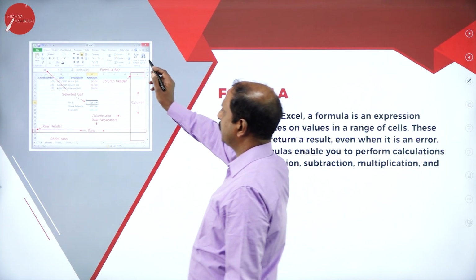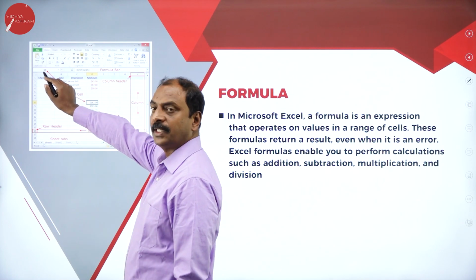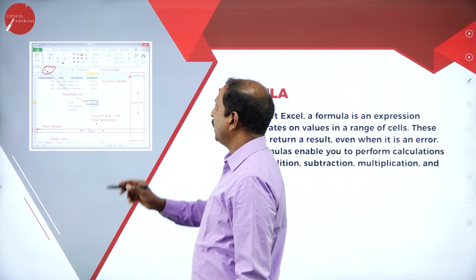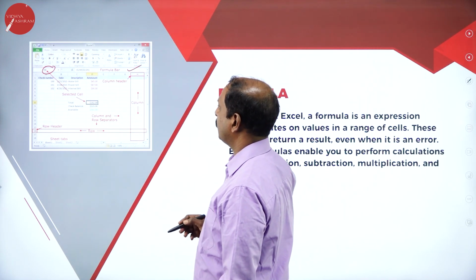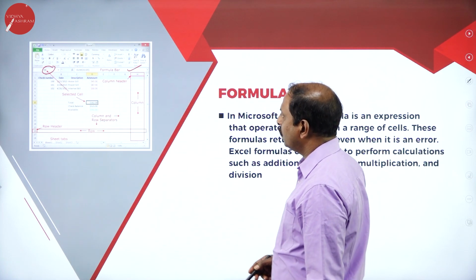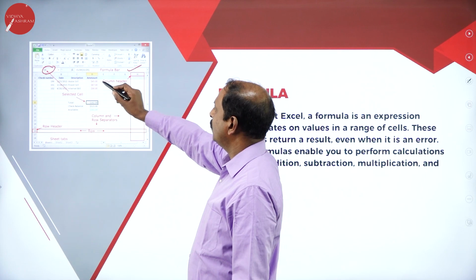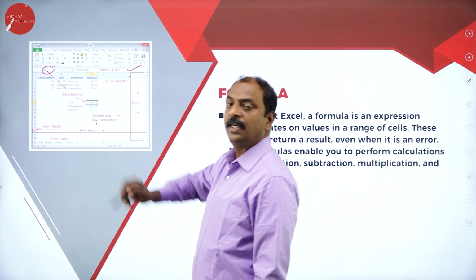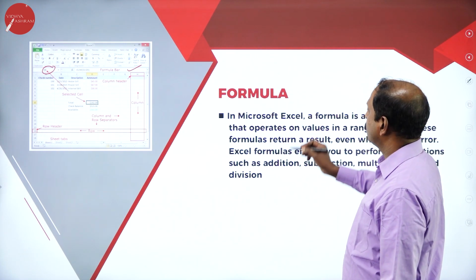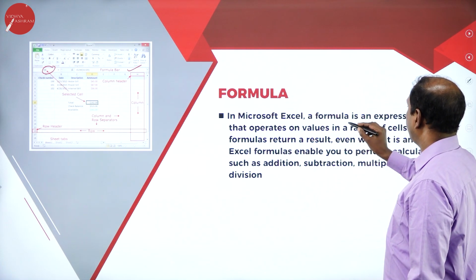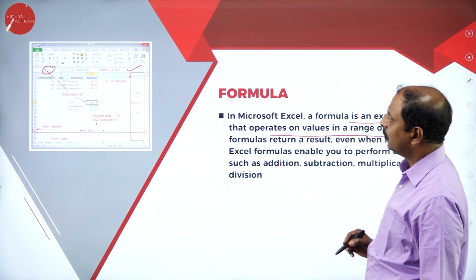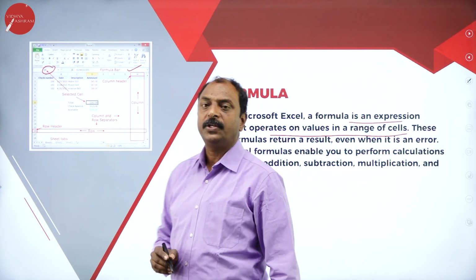Now in the MS Excel screen, as I told you, this is the address bar, a place where it shows the active cell address, and this is called a formula bar, and there you can see the formula which you have entered. According to the active cell, it shows the appropriate formula entered in that particular cell. A formula is an expression that operates on values in a range of cells. So a formula can be applied to different ranges of cells.